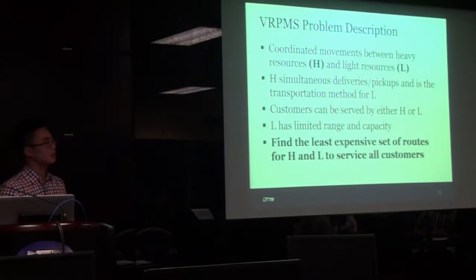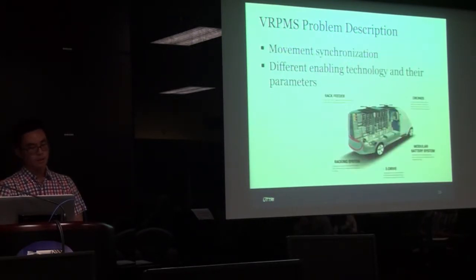The light resource has some kind of limited range or capacity, and the goal is to find the least expensive set of routes for your heavy and light resources, and you're able to service all the customers. So the two main features we're studying is the movement synchronization between the heavy and the light, and how the different enabling technologies and the parameters affect the cost.